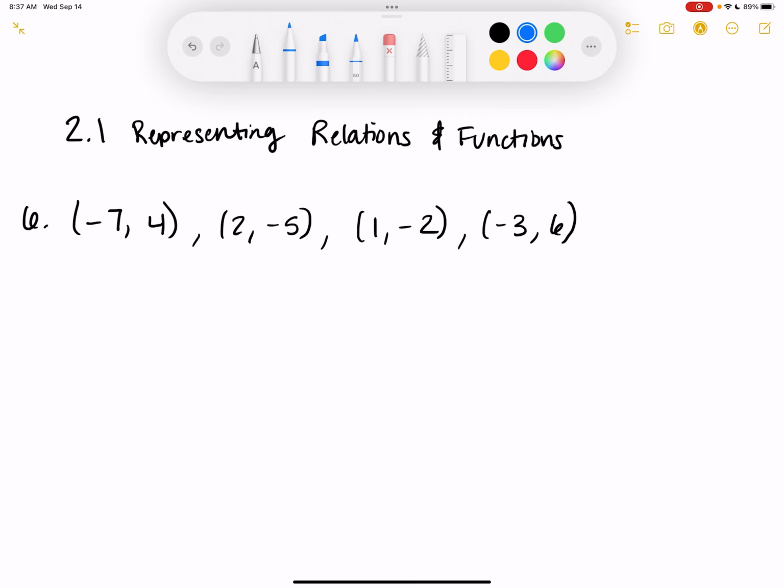It's nice if you write them in order numerically, but if you don't, I'm not going to take off for that. The domain are what values? The x values. So we just write them down: -7, -3, 1, 2. A lot of times people just write them across in order, which is also fine. And the range are the y values. So we have -5, -2, 4, and 6.